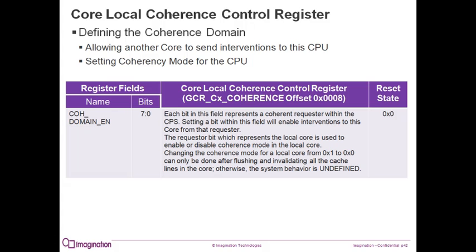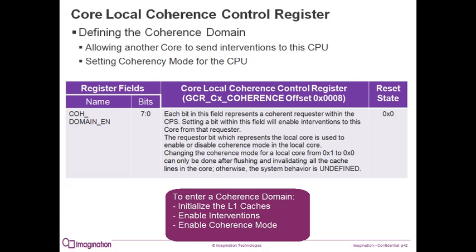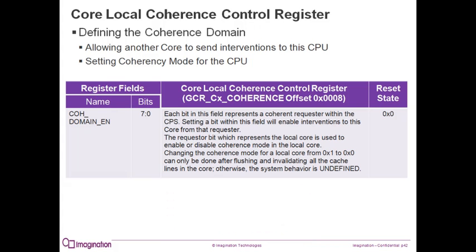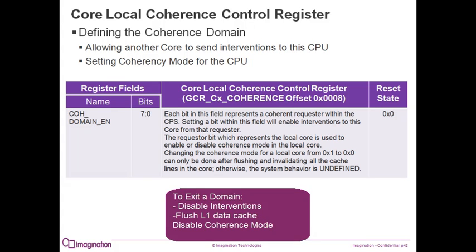This register is used by the local CPU to enter the coherence domain and to exit the coherence domain. The CPU needs to follow the entering a domain sequence, initializing the caches, enabling interventions from other cores, and enabling coherence mode for itself at reset and power up of the CPU. Before a power down, the CPU needs to follow the exiting domain sequence of disabling interventions, flushing its cache, invalidating its caches, and disabling coherence mode.